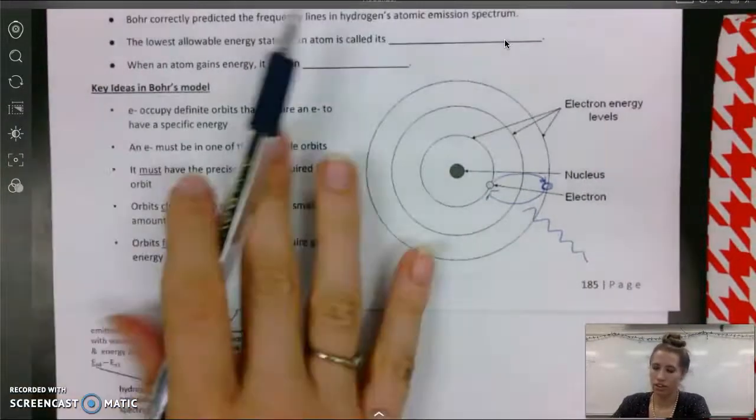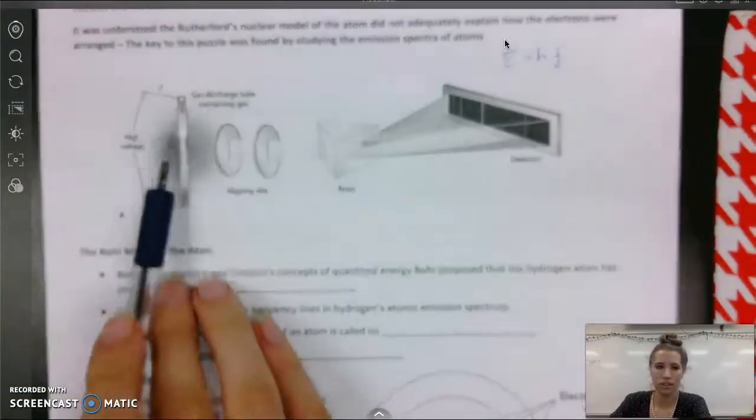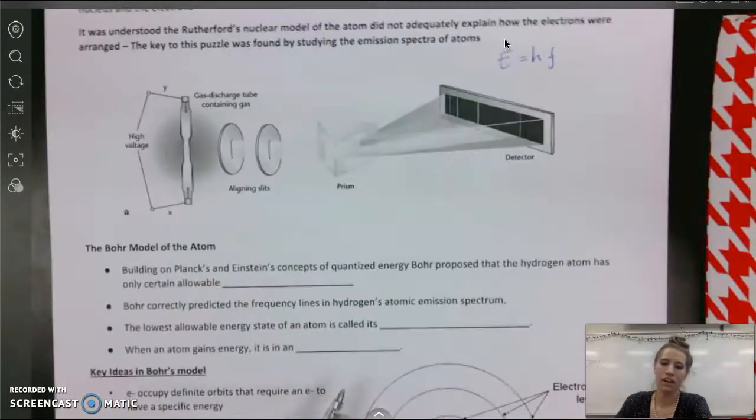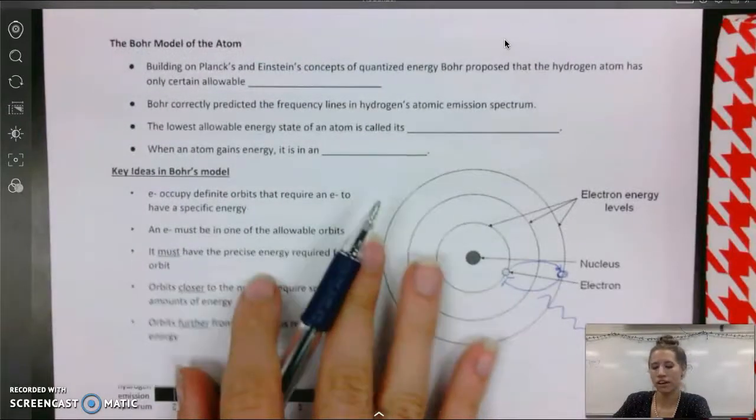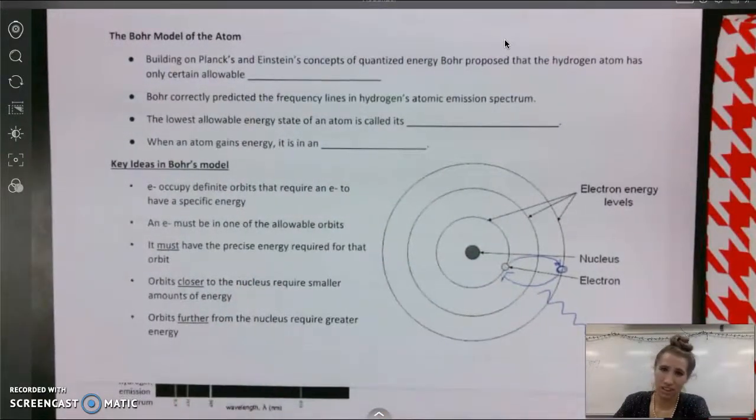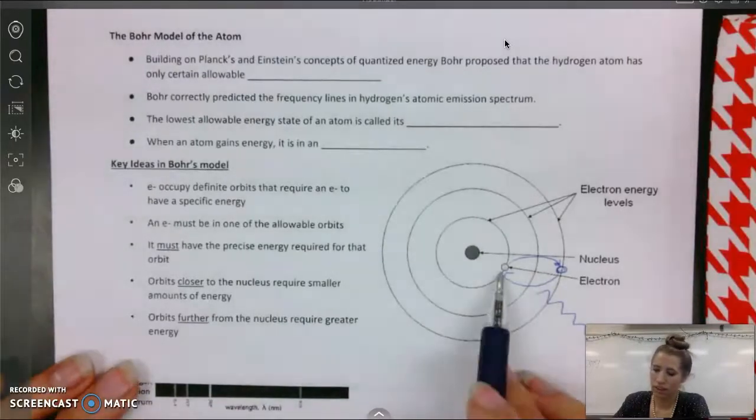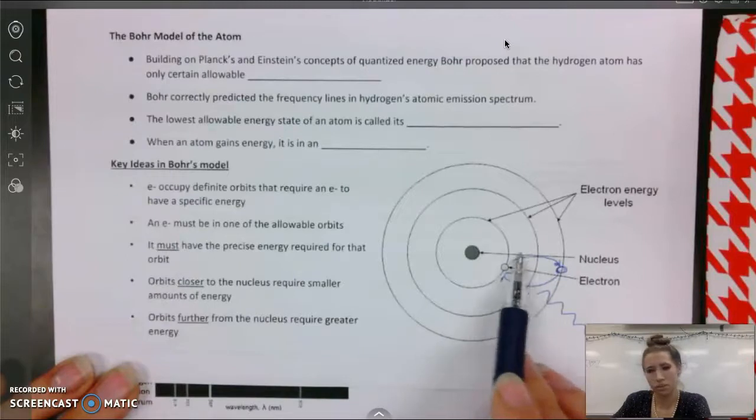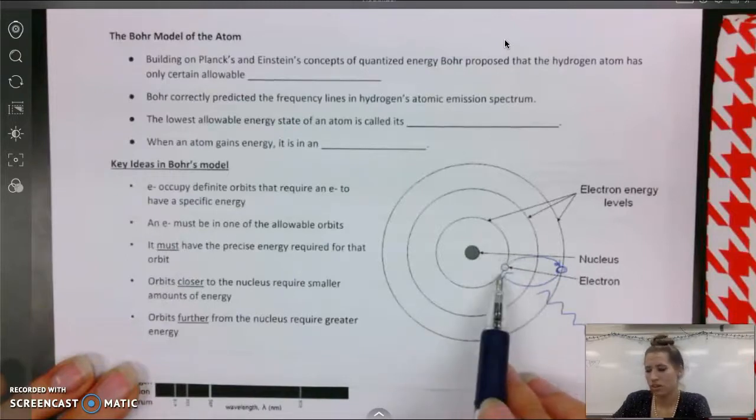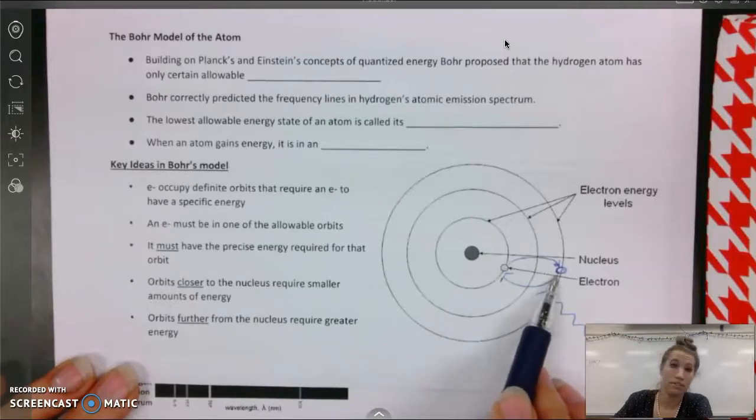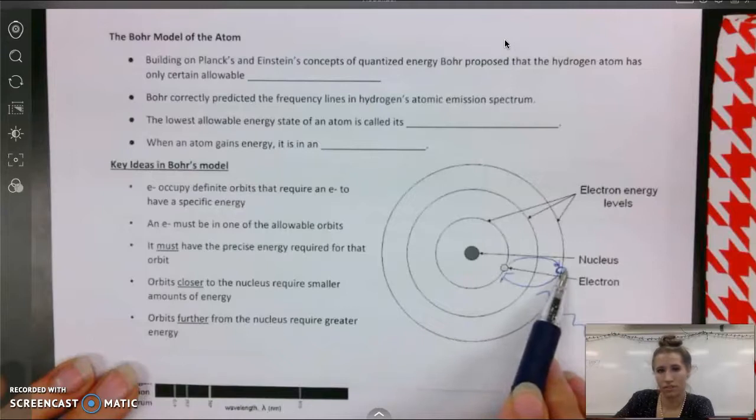If I'm adding energy, and remember I was doing this with high voltage, I was adding energy to these atoms. What I'm really adding energy to in the atom is the electron. But the electron cannot exist in between these energy levels. So let's say I add enough energy to this electron that it can jump up to this energy level. So it now exists at this energy level.